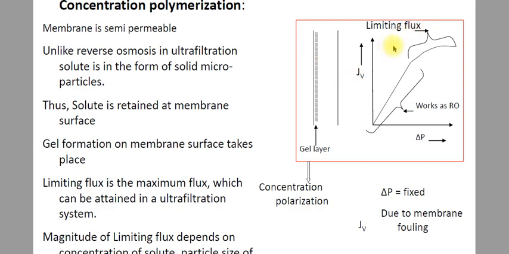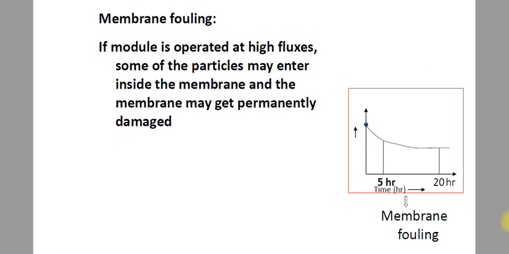The gel layer is used to define the limiting flux. So if you increase the pressure, you will find a limiting flux. This is a different phenomenon, and membrane fouling is a different phenomenon. In membrane fouling, the membrane is permanently damaged because the particles start to enter the pores. This is a different phenomenon.